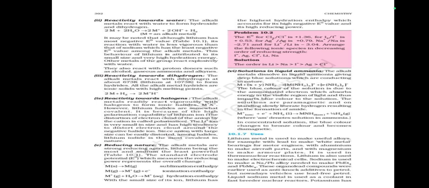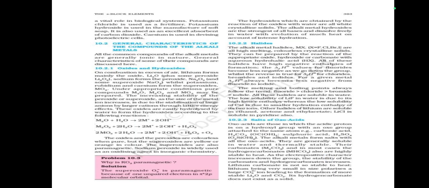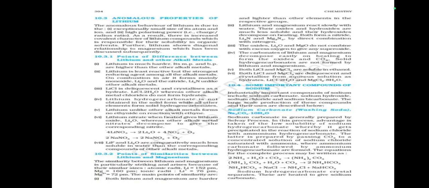Then we saw the general characteristics of the compounds of the alkali metals: oxides and hydroxides, halides, salts and oxoacids. Now, anomalous properties of lithium, points of difference between lithium and other alkali metals, points of similarities between lithium and magnesium. Some important compounds of sodium.